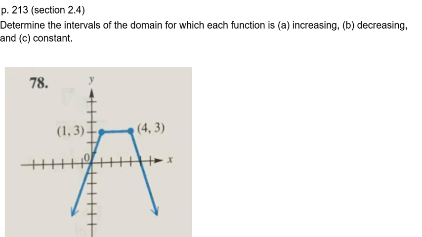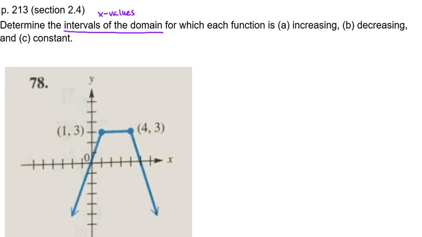This is problem 78 from page 213, and we're looking at a piecewise graph made up of pieces of different kinds of functions, and the directions are to determine the intervals of the domain for which the function is increasing, decreasing, and constant. When it says determine the intervals of the domain, it means intervals of x values. So tell the x values where certain things are happening.